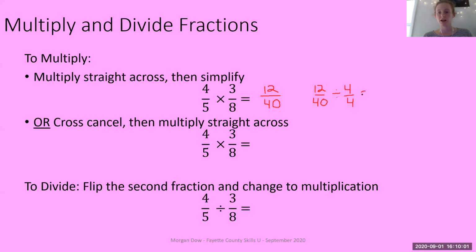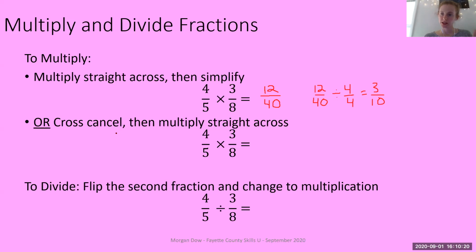Twelve divided by 4 is 3. And 40 divided by 4 is 10. So our final answer is 3/10. So that's the first way to do it. It's just to multiply straight across and simplify at the end.